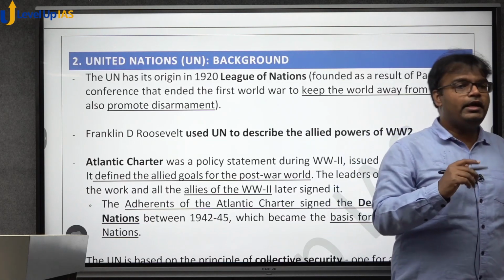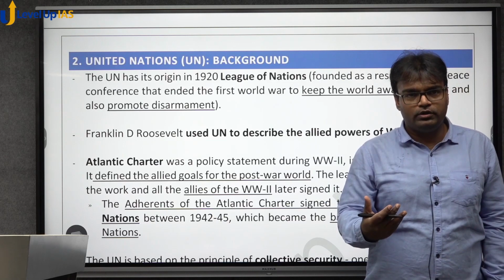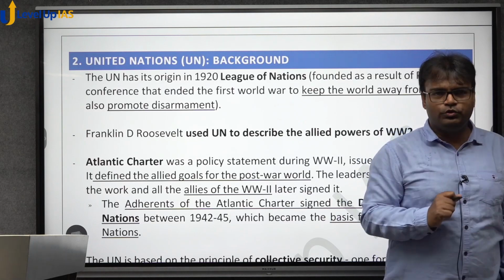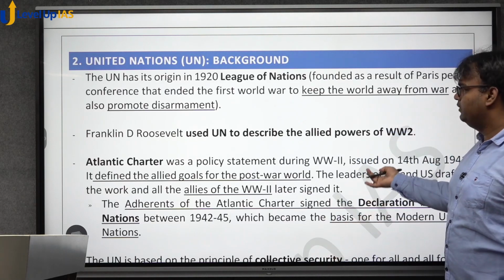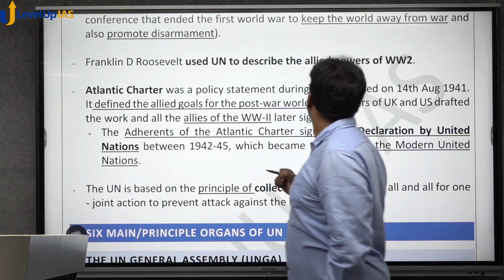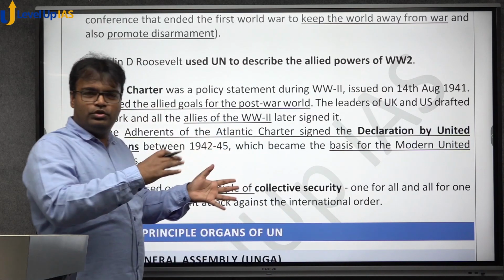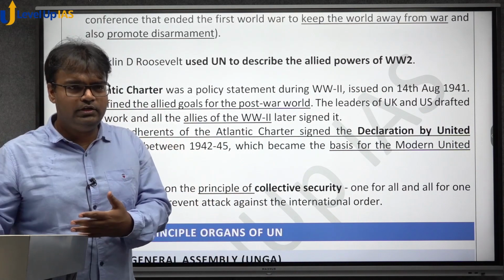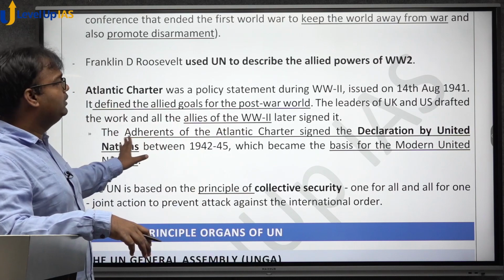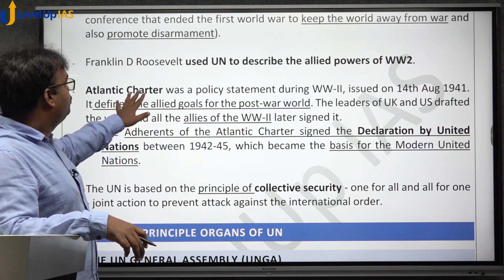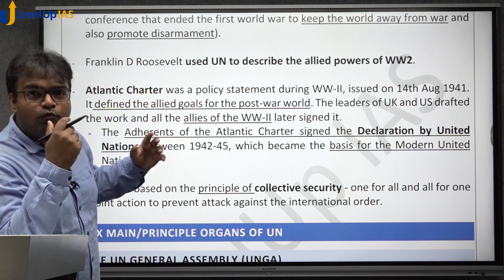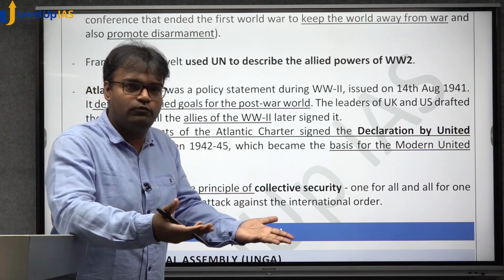So while World War II was going on, 1939 to 1945 being the period of World War II, in 1941, there were 2 sides in the war. There was one Allied group, and another, the Axis powers group. The members of the Allied group met together on 14th of August 1941 to sign what is known as the Atlantic Charter. This Atlantic Charter was basically saying what would be the steps after we have won this war.